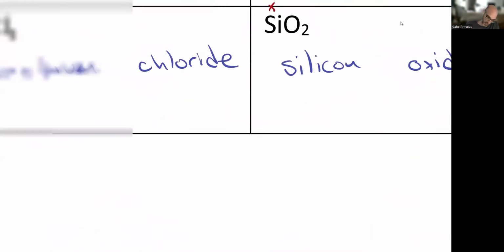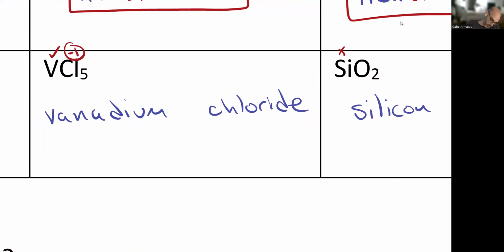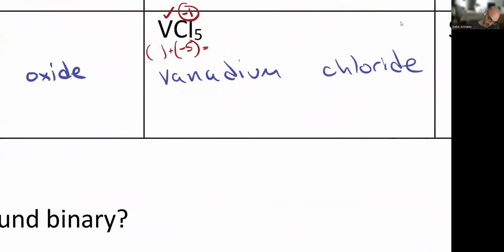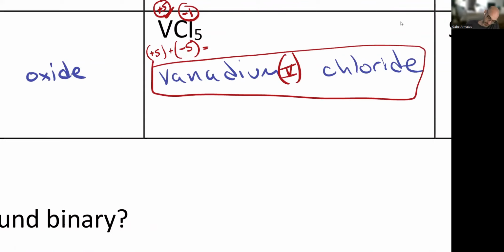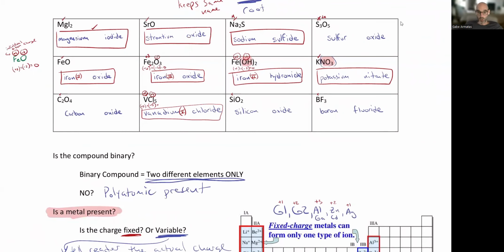Okay, potassium nitrate's done. Not a metal. Vanadium. I know chlorine is -1, and there are 5 of them. So what has to go in that parentheses in order to make this true? +5. So that means that vanadium itself is +5 because it needs to neutralize everything. So vanadium 5 chloride. There we go. That one has been named. And that's it. We're done with all of these. The only ones we have left are the non-metals. So first thing, name it. First one keeps its name. Second one gets an IDE ending.